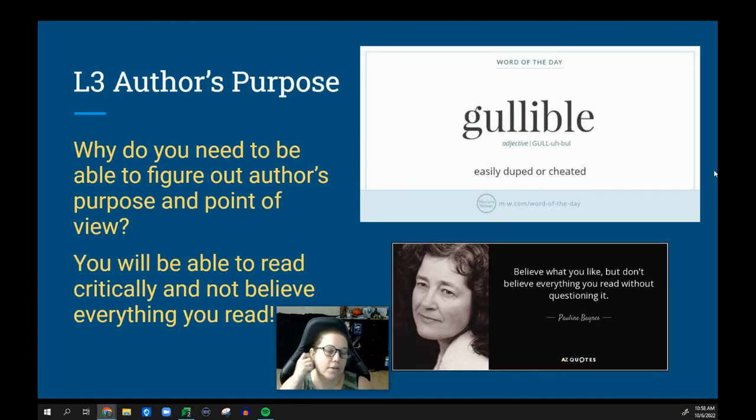Okay, so author's purpose. Why do you need to be able to figure out the author's purpose and point of view? Well, you will be able to read critically and not believe everything that you read, right? You don't want to be gullible. Gullible means you're easily duped or cheated, right? You don't want to believe everything you read without questioning it. You want to make sure that there is valid evidence and support for whatever is being presented in that particular text. So question everything you read, guys.